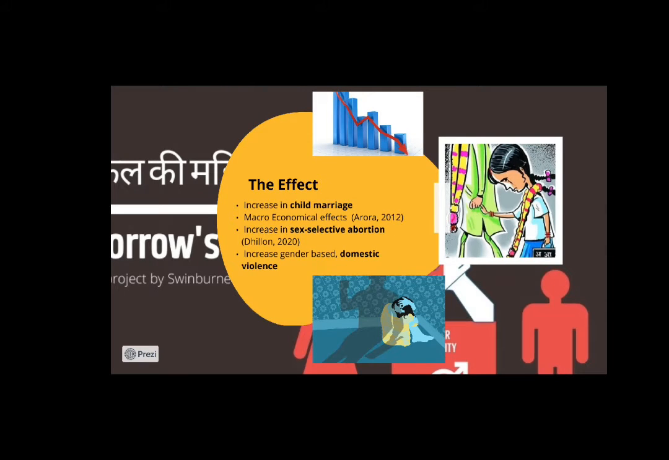One of the main effects of gender inequality is child marriage. In 2019, million child brides in India were married before they turned 15. There has been an increase in sex-selective abortions. Also, gender inequality has economic effects such as an increase in the unemployment level as women do not partake in the labor force. This affects the income level of households.